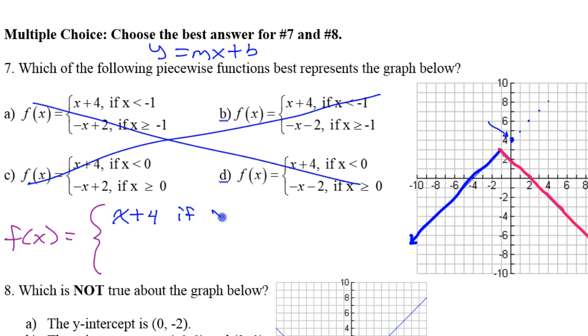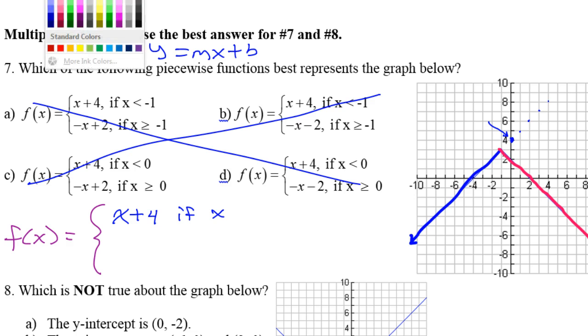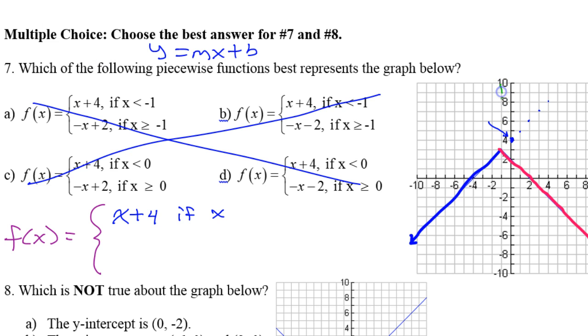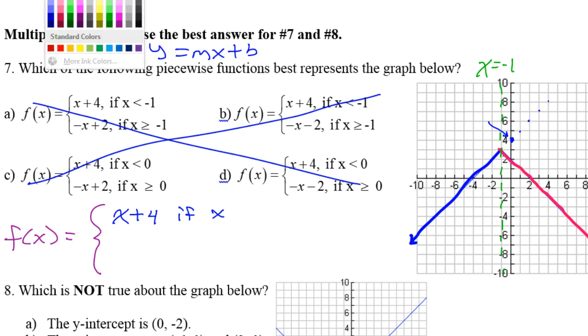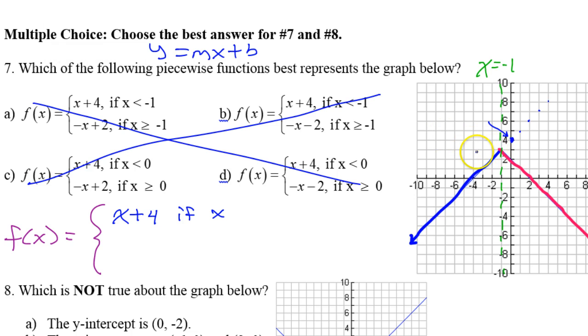Now my axis of symmetry is right here. This is the line going straight down the middle. That axis of symmetry is x equals -1. All of these x values on the blue side are to the left of -1. So I'm going to say x less than -1. So that's it for that.